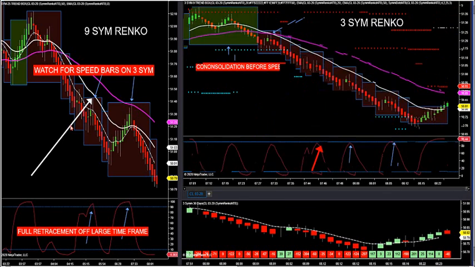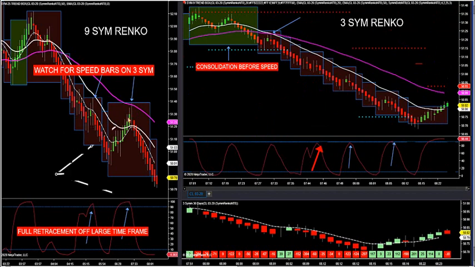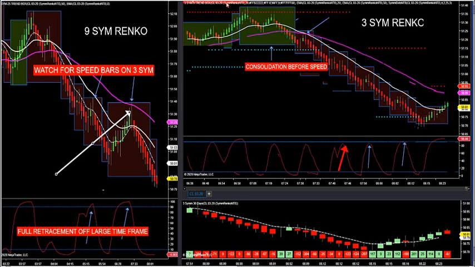Here, we come up on the 9 Simrinko. We're above 90%, right there. Start watching what? Your 3 Simrinko. Because when it's at that high, which is over here, right there's the high. What do we look for? Look for speed. There's a speed box to get you out and get the market moving.